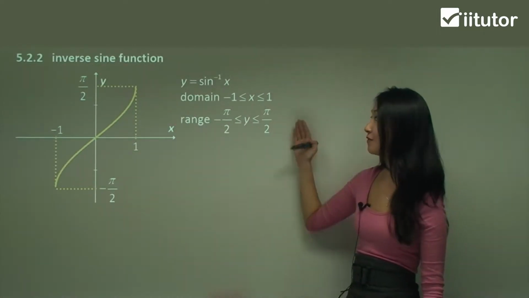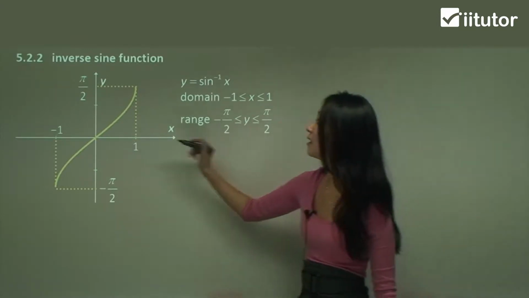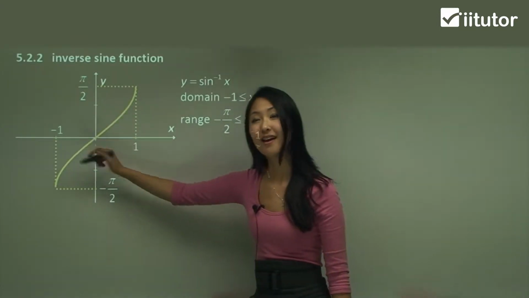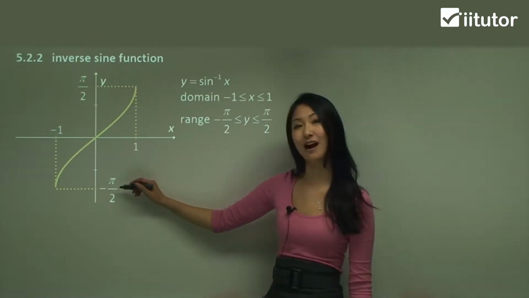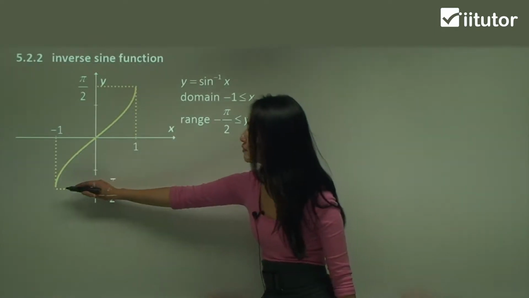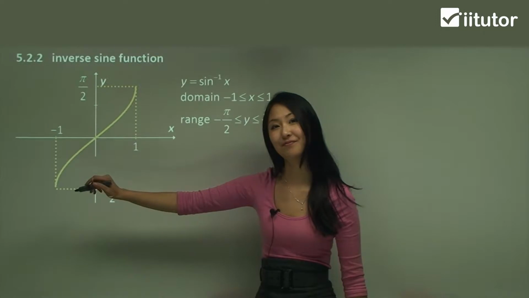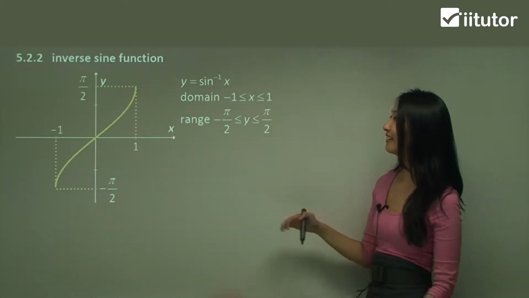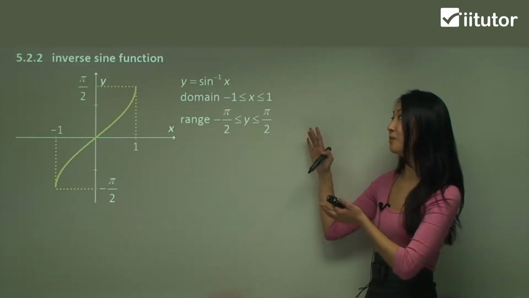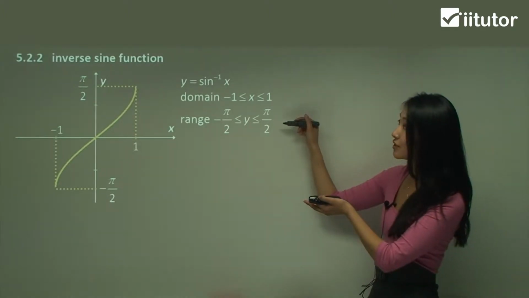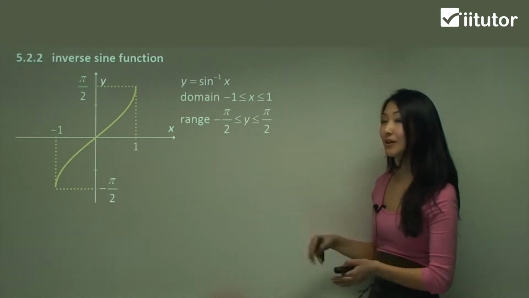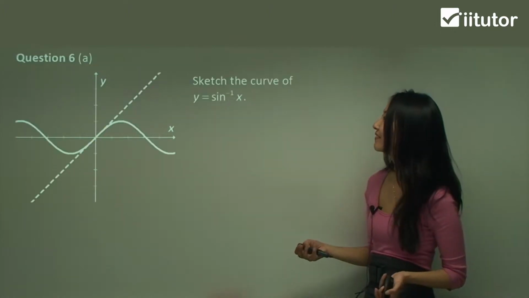And the domain for your inverse sine is between 1 and -1. And your range is between pi on 2 and -pi on 2. Okay? So just remember that basic shape for me. Great. So now you know basically what the inverse sine function looks like and what the domain and range for that is. Let's have a look at how we got this.